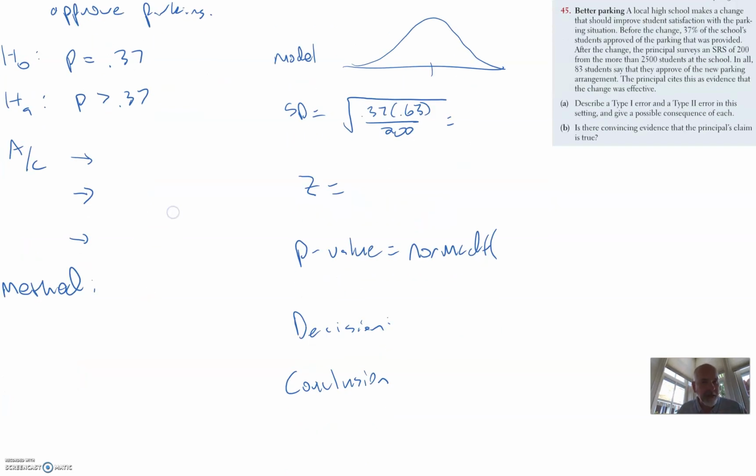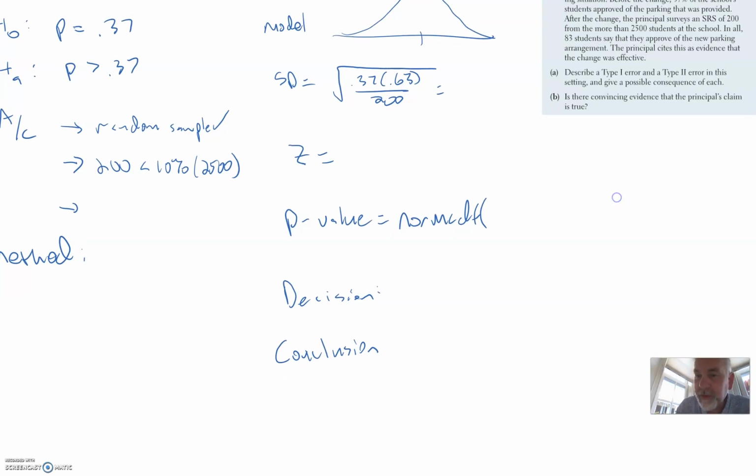All right. Next up, assumptions and conditions. Is it a random sample? He says so. Random sample, check. 10% rule. 200, the amount he sampled, is less than 10% of all students, because 10% of 2,500 is 250, and 200 is smaller. Check. And finally, the np and n(1 minus p).